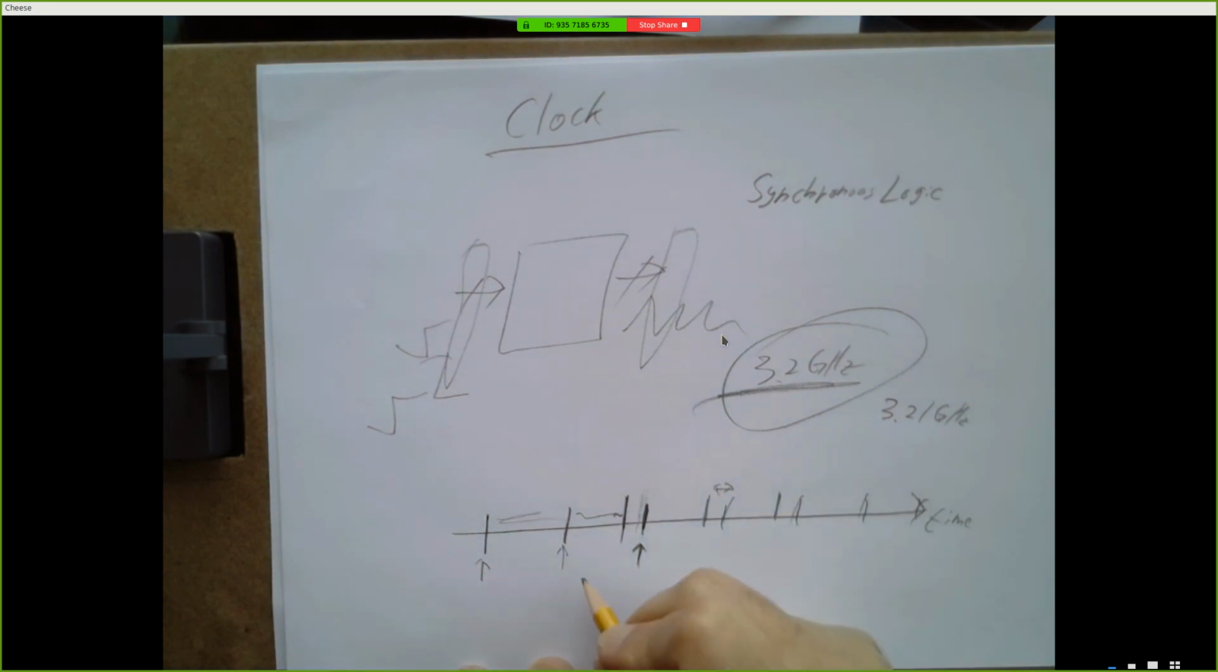Which means maybe I can make my clock tick after this much time instead of that much time. That's a faster clock. So maybe if I set my clock to 3.21 gigahertz, my system will still work and it'll be faster. Maybe I can set it to 3.3 gigahertz. Maybe I can set it to 4 gigahertz. Okay. There's two reasons that this voids your warranty when you do this.